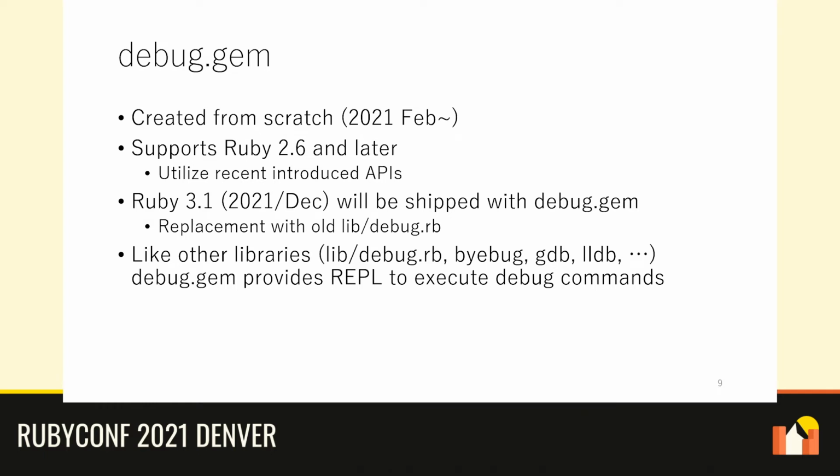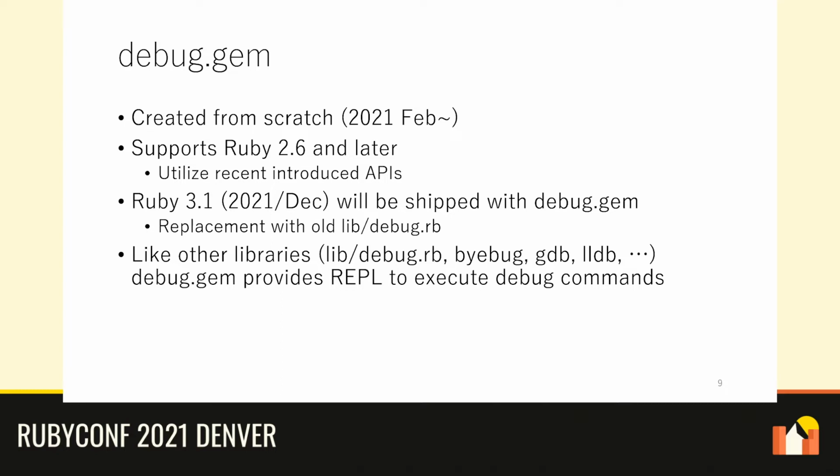Debug.gem was created from scratch this year. Gem is already released, so you can use it with the gem install debug command. It supports Ruby 2.6 and later because it uses recently introduced APIs. Ruby 3.1, to be released soon, will ship with this debug.gem to replace the old lib debug.rb.